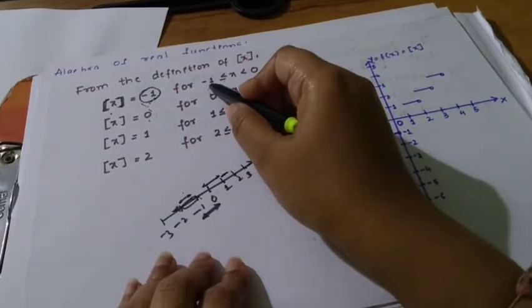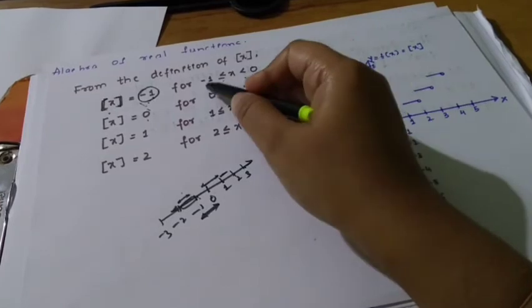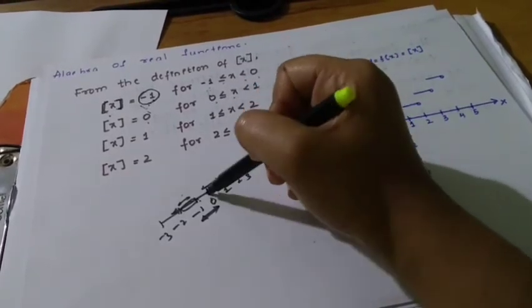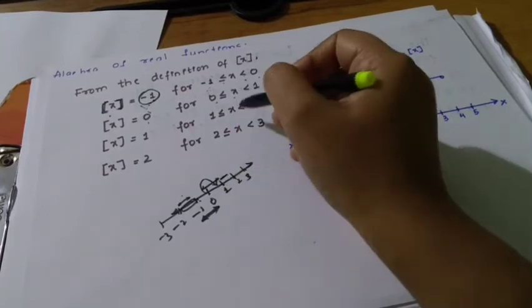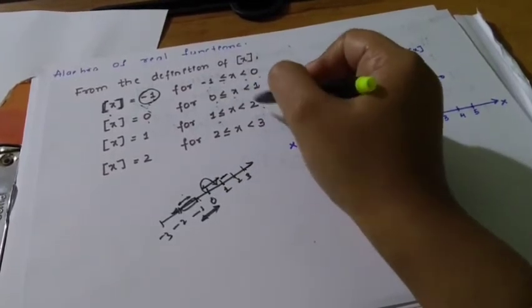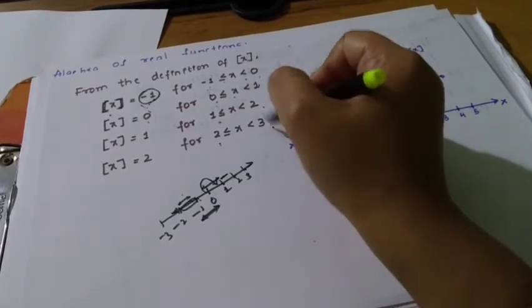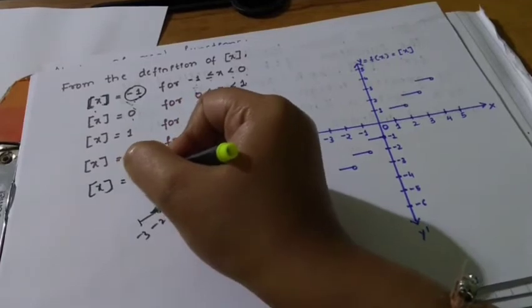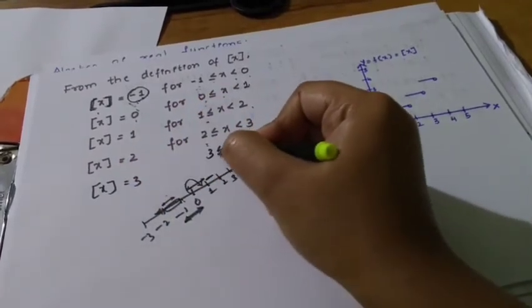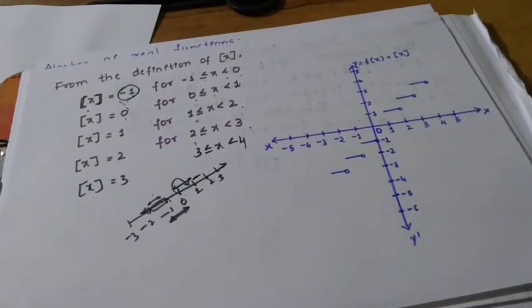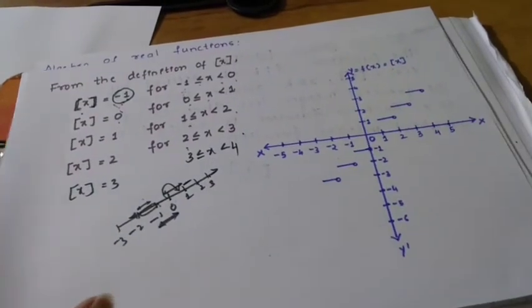All the values from -1 to 0, up to the greatest integer. If you take 0, then after 0 the next number is 1, so 0 to 1. If you take 1, 1 to 2. If you take 2, 2 to 3. If box of x is equal to 3, then what you have to take? 3 to 4. This is how you have to write. We say this as less than or equal to x.